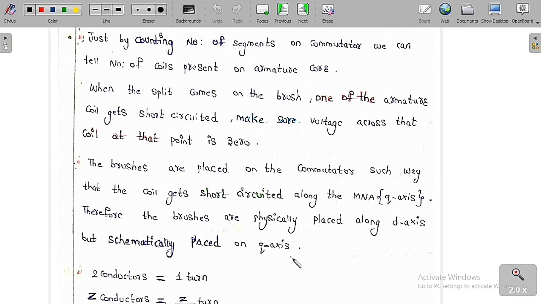Always we are going to keep the brushes on the commutator segments. One important point I have already told you: if the coil is along the MNA axis or Q axis, the maximum flux linkage will happen, but the rate of change of flux linkage is 0. The EMF induced will be 0. So if the coil is along the MNA axis, the EMF induced is equal to 0. Now we need to do the short circuit, so we have to keep the brushes along the D axis. Then only can we make the short circuit through the brushes. So simply, physically the brushes are placed along the D axis, but schematically, if you draw a paper diagram, they are placed along the Q axis.